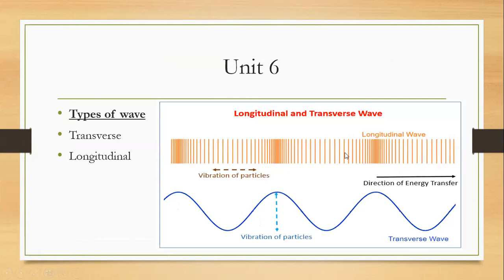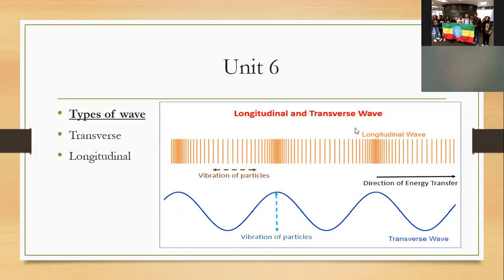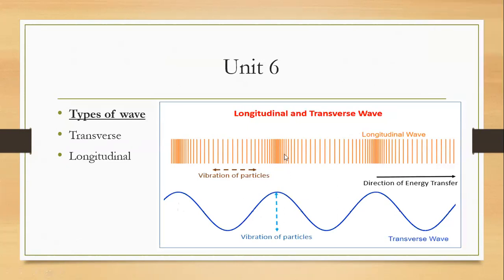Unit 6, types of waves. Let's first talk about transverse and longitudinal waves. These are the two types of waves. Longitudinal waves vibrate parallel; their direction is parallel to the motion of the wave. On the other hand, when we talk about transverse waves, their motion is at 90 degrees, perpendicular to the motion of the wave. And the direction of the energy, as you see over here, is from left to right.